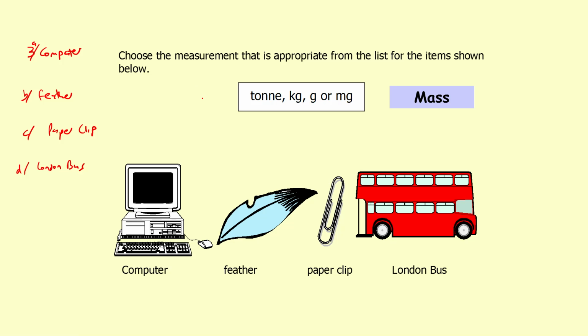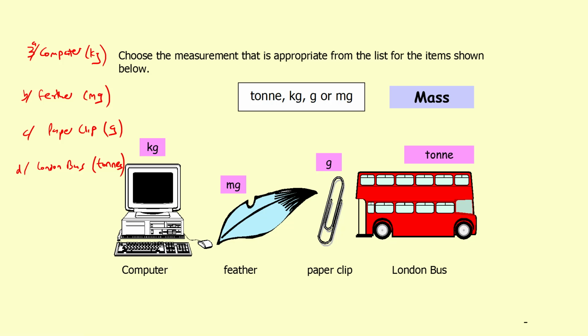Right then, computer, it weighs a bit. So we're going to use kilograms for computer. As light as a feather, our smallest measurement, milligrams here, mg. Paperclip weighs a bit more than a feather, so we use grams. And the London bus, the heaviest thing we've got on the page, it's going to be measured in tons. Metric tons. Mark your work once you've done that. Let's move on to our next question.